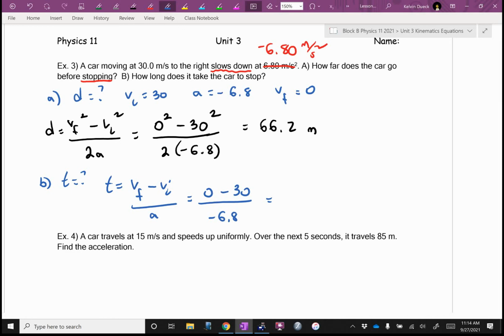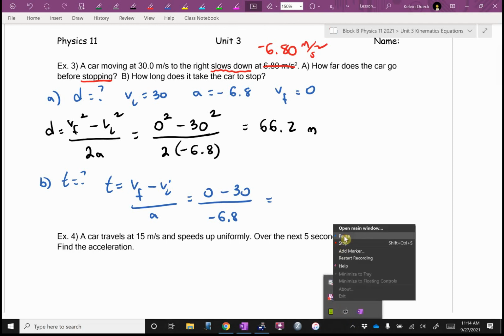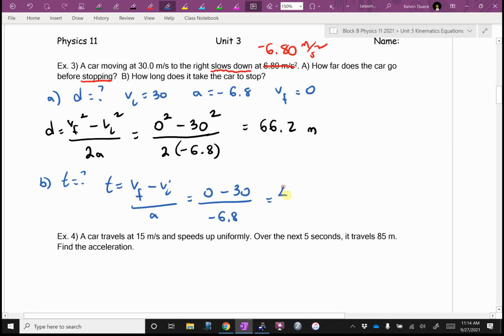So you got to press the S to D button. Give me a second here. Hang on. 4.41 units, Hannah. Time. Yep. Okay.